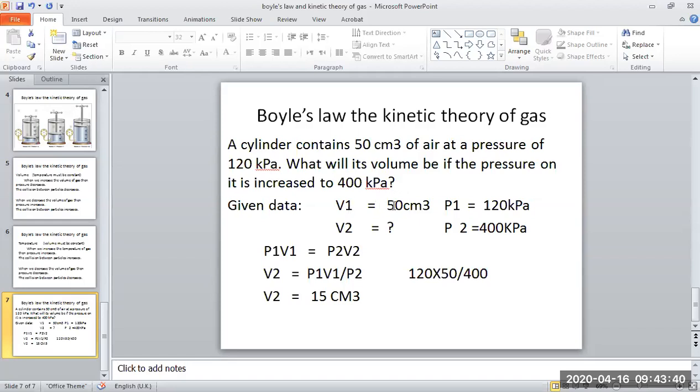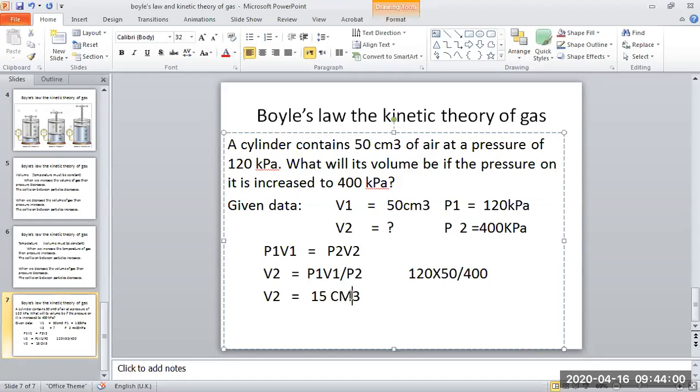V1 is 50 and P1 is 120, V2 we find, and P2 is 400. Now this is the formula, we put in the formula, and we calculate V2 is 15 centimeter cube. This is our answer, 15 centimeter cube.